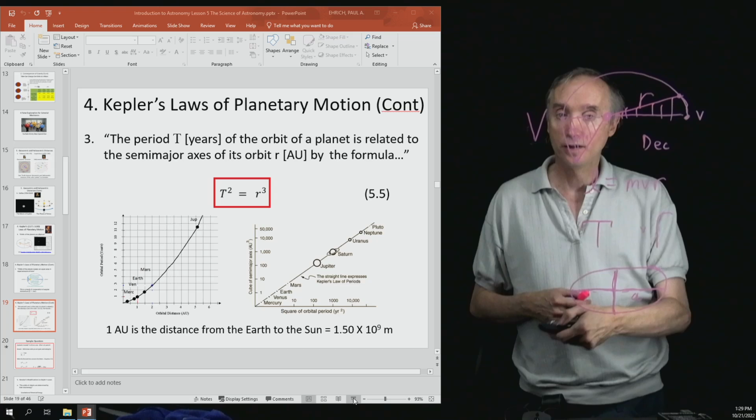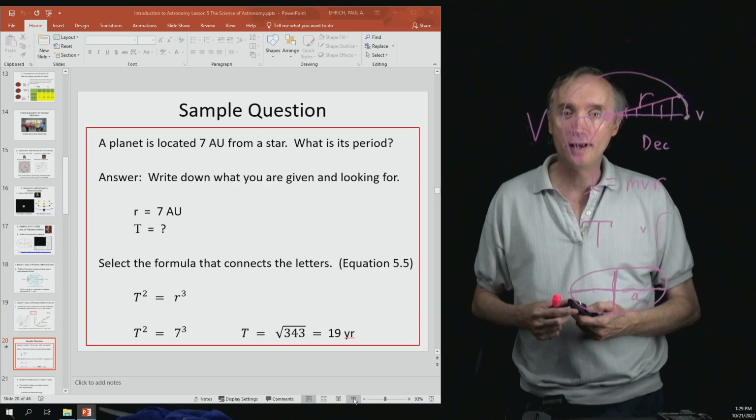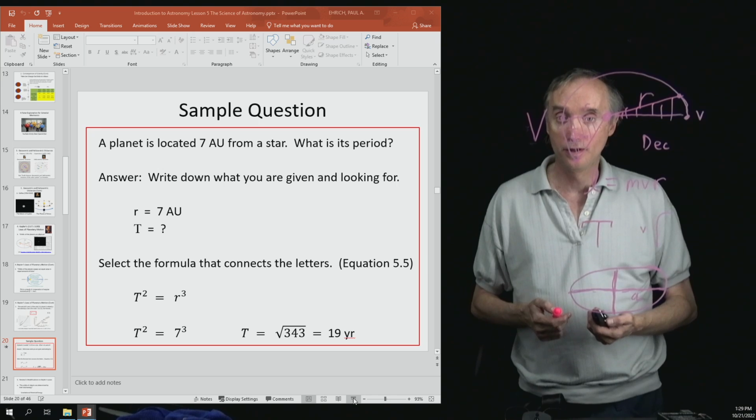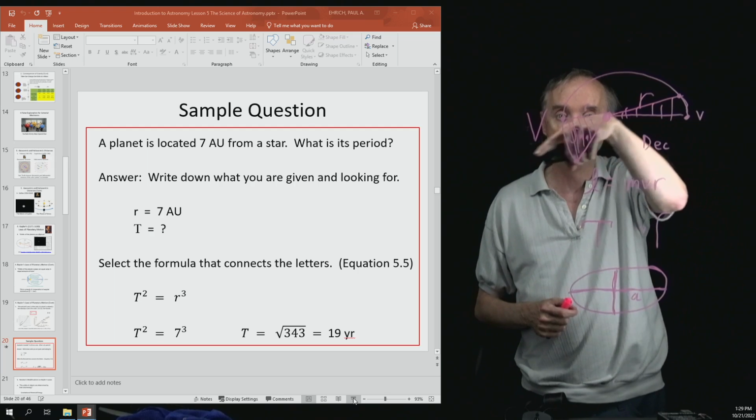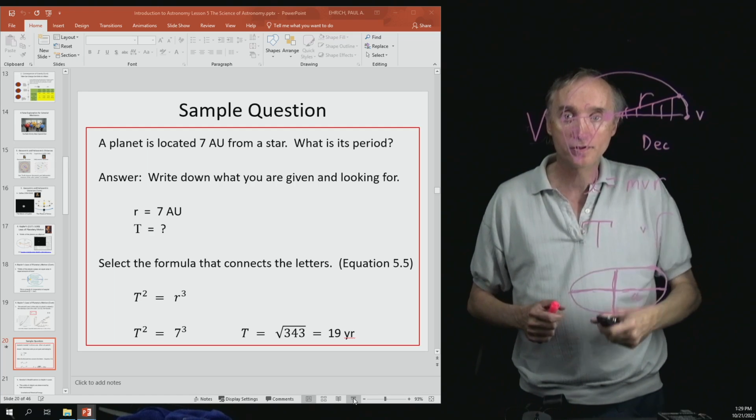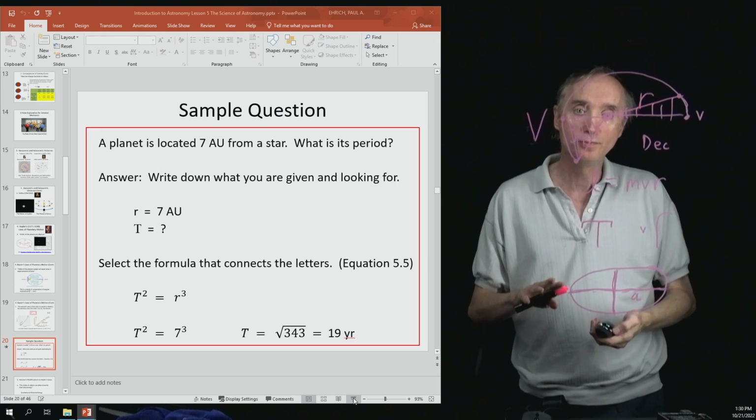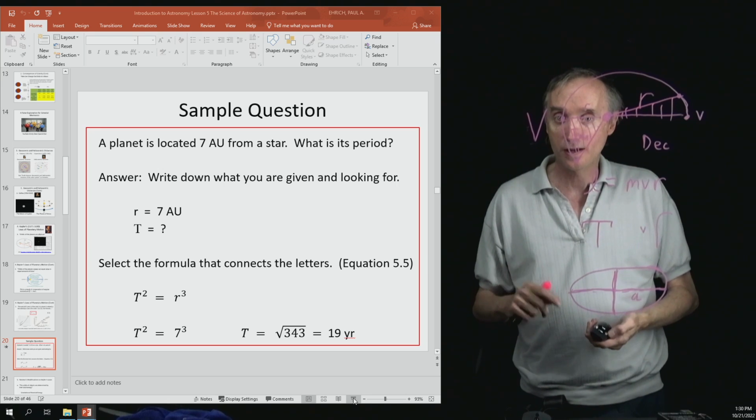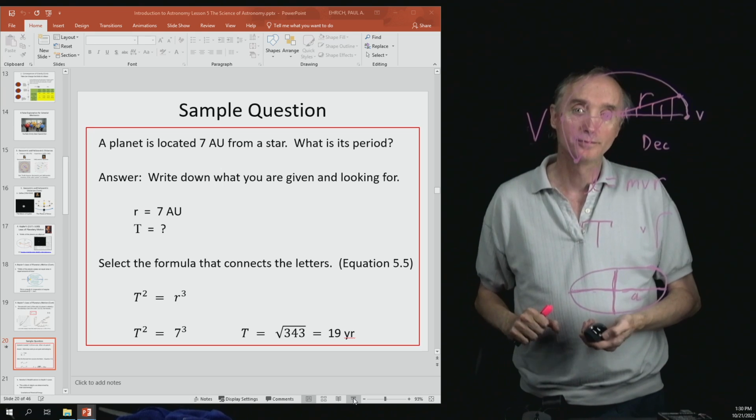Okay, so let's go to the next slide here. A planet is located 7 AU from a star. What is its period? So how long is it going to take this planet to go around that star if it's 7 AUs from that star? Now we're assuming that the star is the same size as the sun. We'll find out about that later.